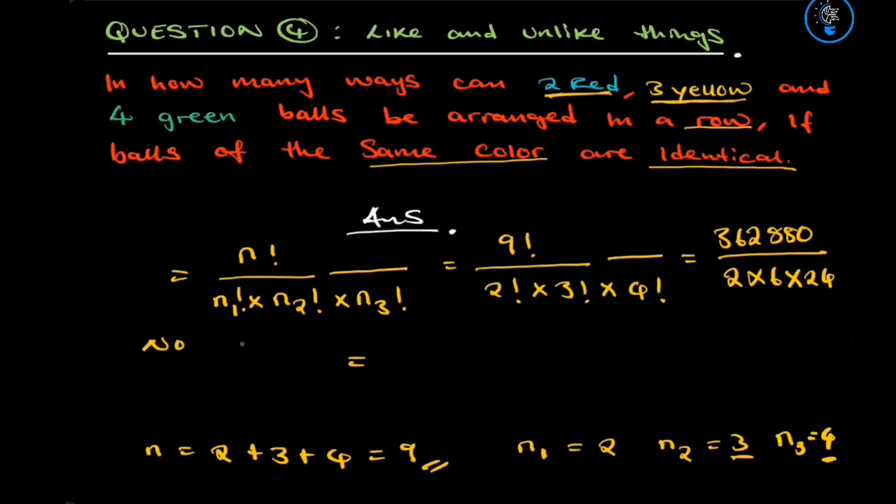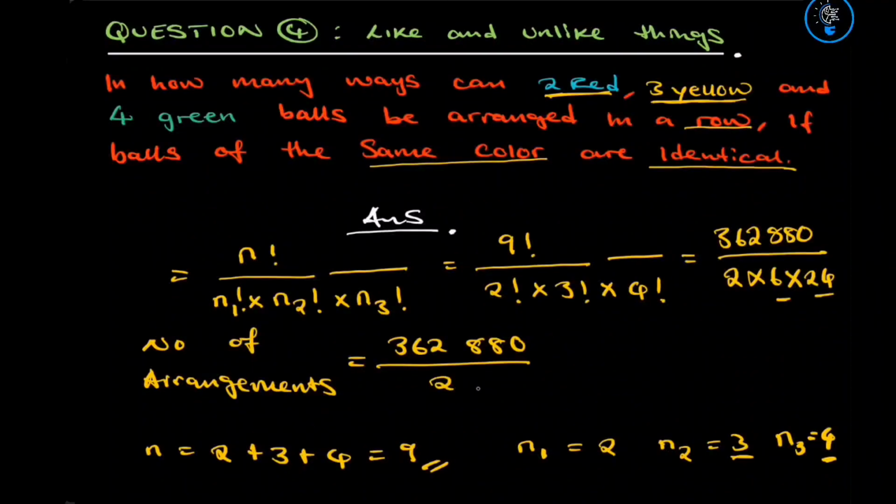The number of arrangements will be 362,880 divided by 24 times 6 times 2, which gives 288. When you divide, you're going to get 1260 as your answer. So that's how we go about a question like this one.